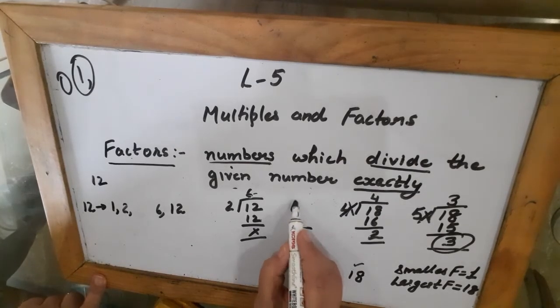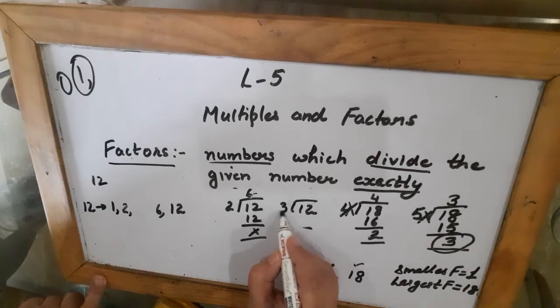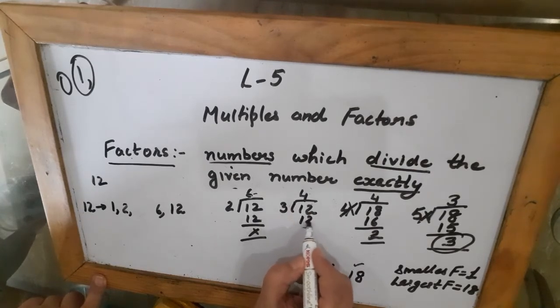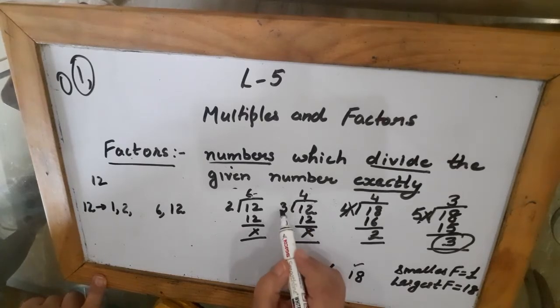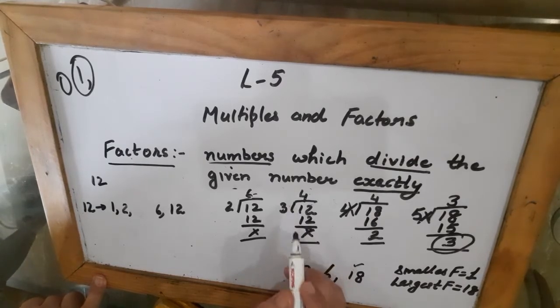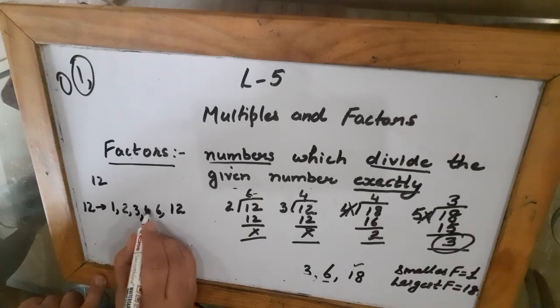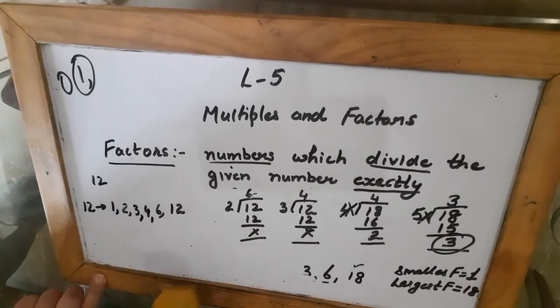Now if I divide with 3, 3 fours are 12. It is divided by 3 exactly, so 3 fours are 12 and 4 threes are 12. So 3 and 4 both are factors of 12.